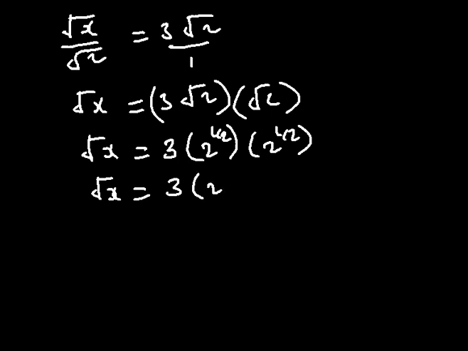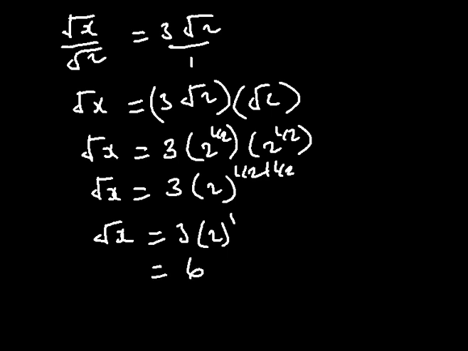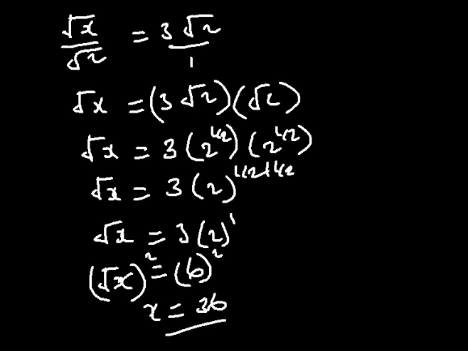We'll have 2 to the power half plus half. What is half plus half? It is the same as 1. We have square root of x is equal to 3 times 2 to the power 1, which is the same as 6. So the square root of x is equal to 6. Then from here we'll be able to solve for x by squaring both sides. So x is equal to 36. So that is the solution.